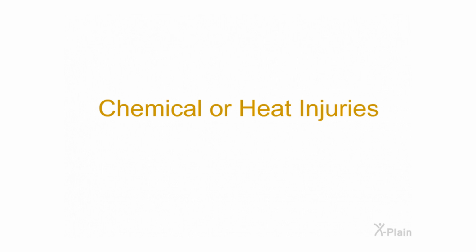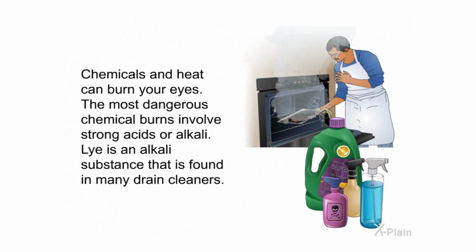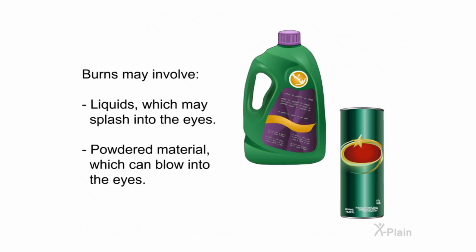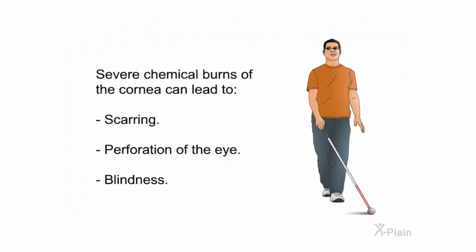Chemical or heat injuries. Chemicals and heat can burn your eyes. The most dangerous chemical burns involve strong acids or alkali. Lye is an alkali substance that is found in many drain cleaners. Burns may involve liquids which may splash into the eyes, or powdered material which can blow into the eyes. Severe chemical burns of the cornea can lead to scarring, perforation of the eye, and blindness.